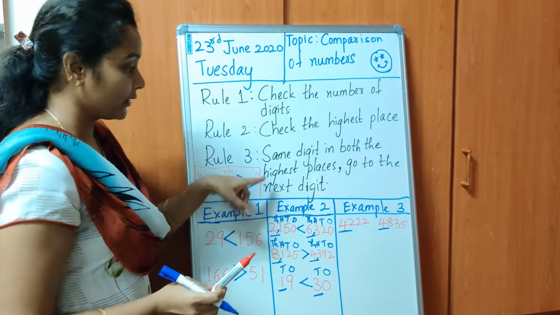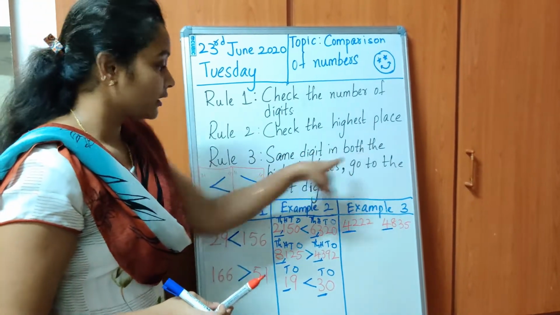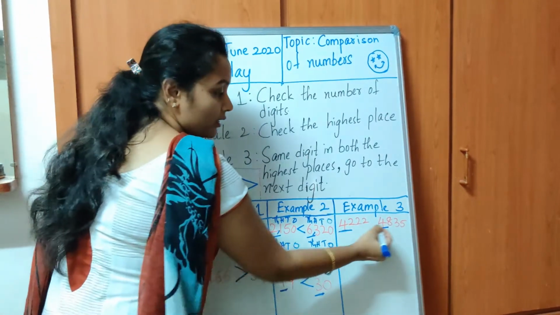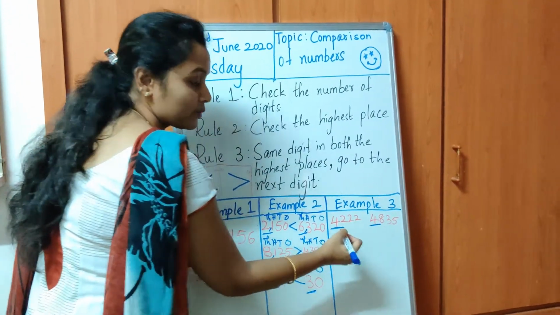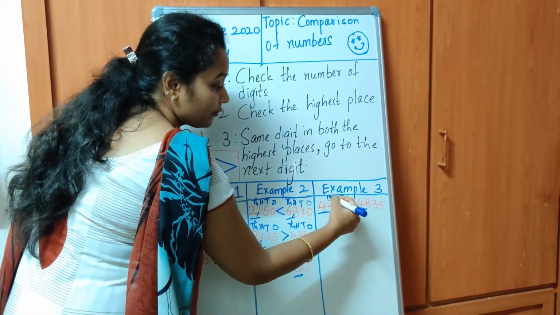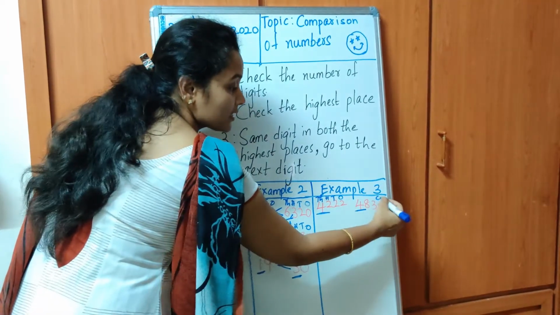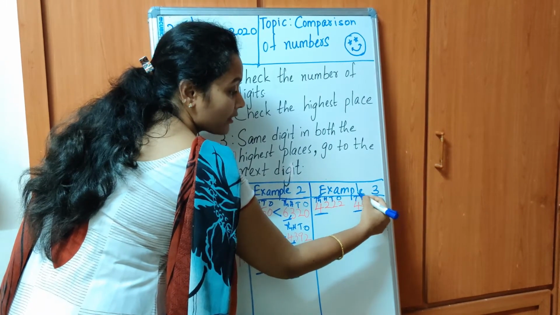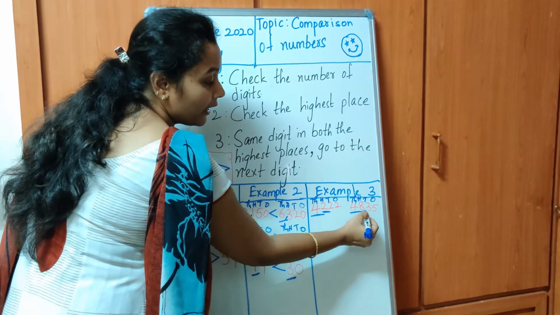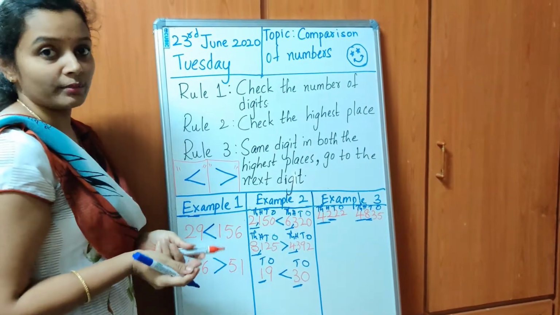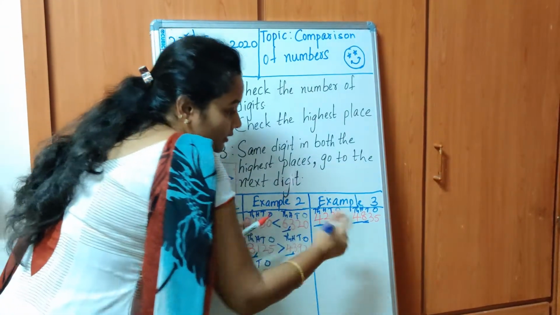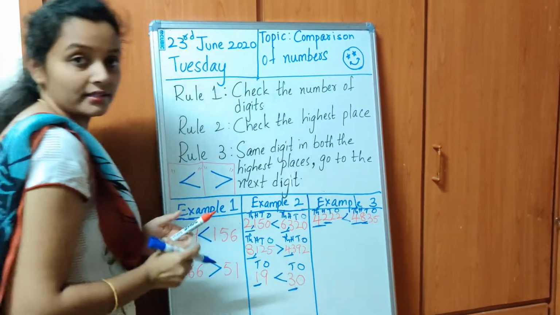Then comes rule 3. When there is the same digit in both the highest places, go to the next digit. So thousands are the same. But how many hundreds are there? Here there are 2 hundreds, but here 8 hundreds. So which is the bigger one? 8 hundreds. So you have to put this sign: lesser than.